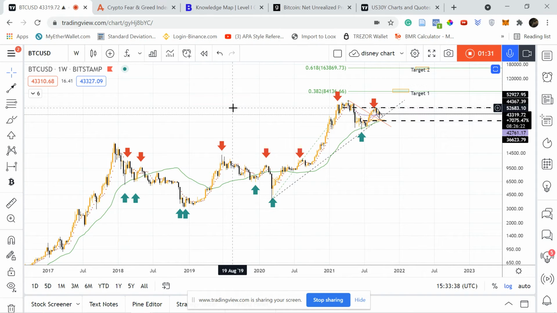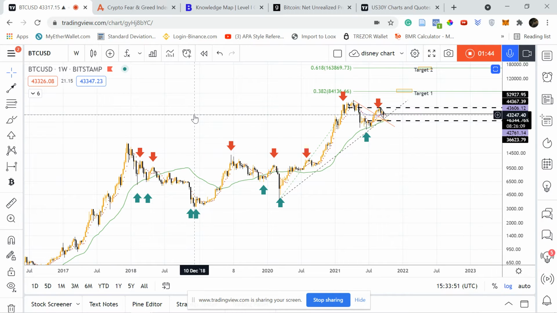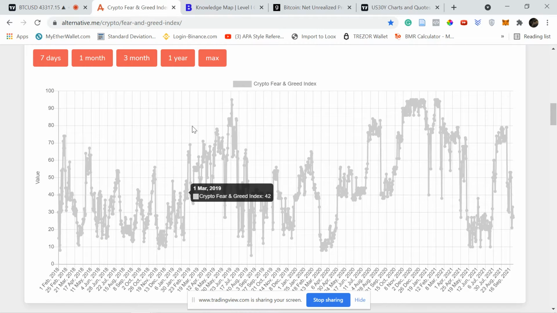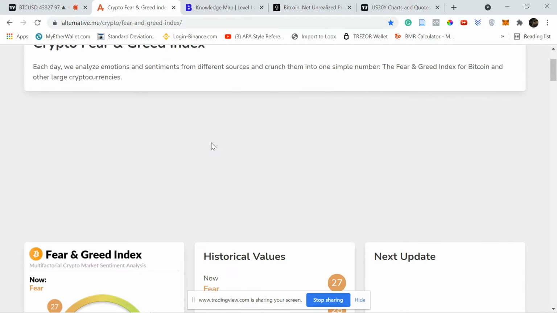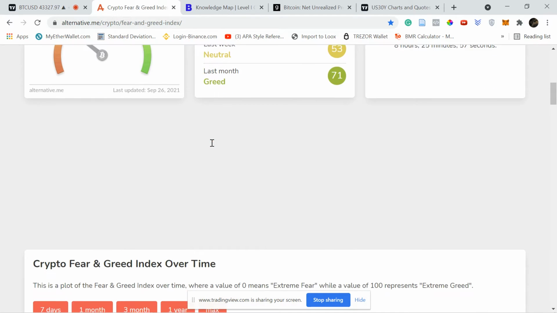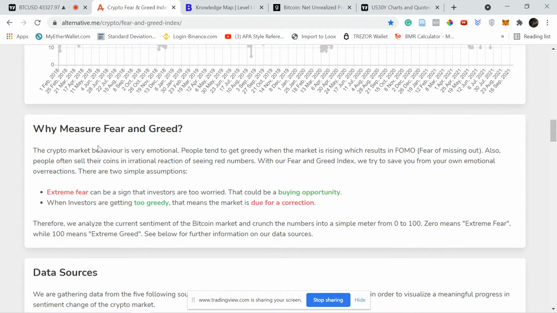So what are we going to use? We're going to use a simple Bitcoin chart. I use the Bitstamp one just because it goes back quite far, almost to the inception, 2012. The inception of Bitcoin was 2009. And we're going to use the Crypto Fear and Greed Index. If you just type Crypto Fear and Greed Index on Google, you will be able to find it. With this simple tool, which is amazing, basically what does it do?